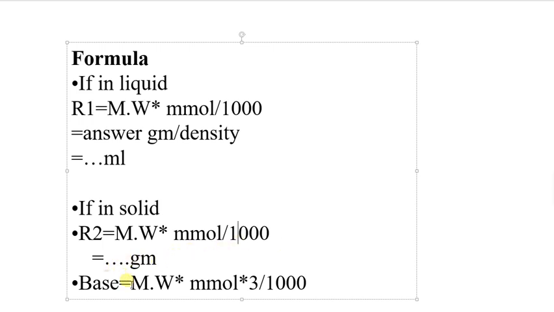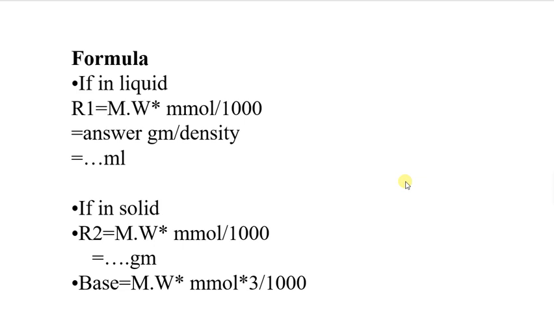Okay, next, if we are using a base in our reaction, the base we use is 3 times more than that of the reactants, as sometimes the molecular weight of the base is very much less. That's why we use 3 times more and multiply it by 3. Simply what we have to do is molecular weight multiplied by millimole, multiplied by 3 and divided by 1000. That will give the amount of base that we have to use in our reaction. Okay, this is the formula to be used.